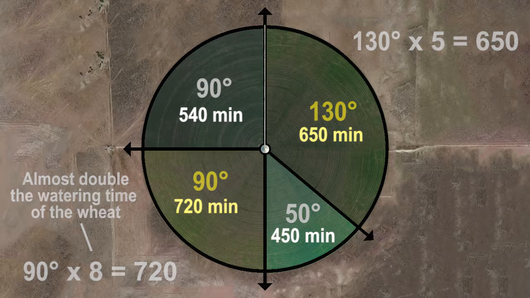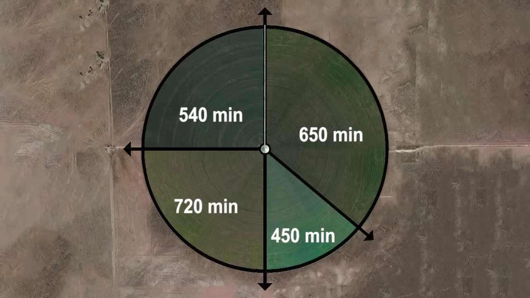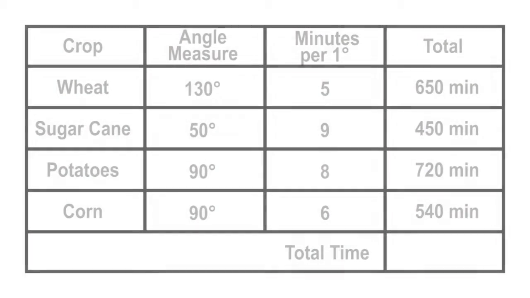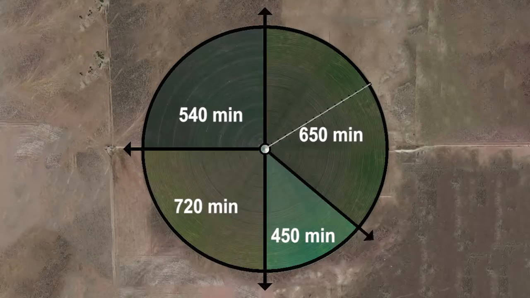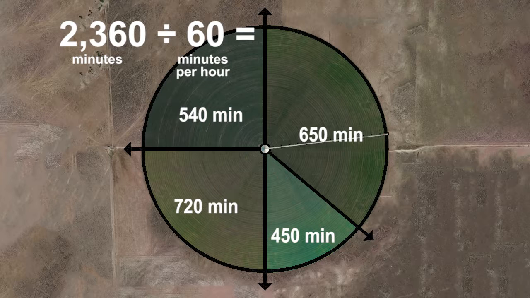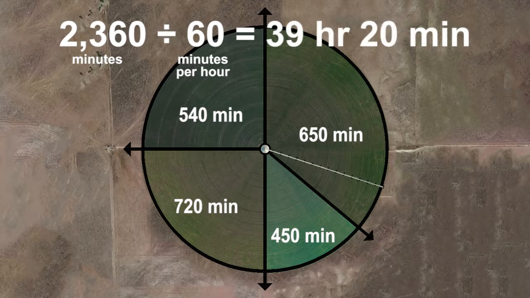All that's left to do is to compute the total watering time by adding all 4 watering times together. 650 plus 450 plus 720 plus 540 added together make 2,360 total minutes. How many hours is that? 2,360 divided by 60 equals 39 hours and 20 minutes to water all the crops. The only thing left to do now is to calculate how long it is until dinner time.